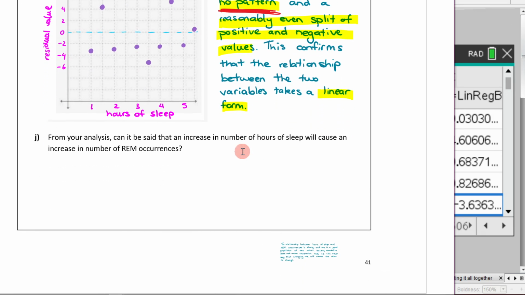Okay, and now we come to the lucky last one. I apologize for the very long video. Whoa, I've been talking for 17 minutes. That's amazing. All right, from your analysis, can it be said that an increase in the number of hours will cause an increase in the number of REM occurrences?